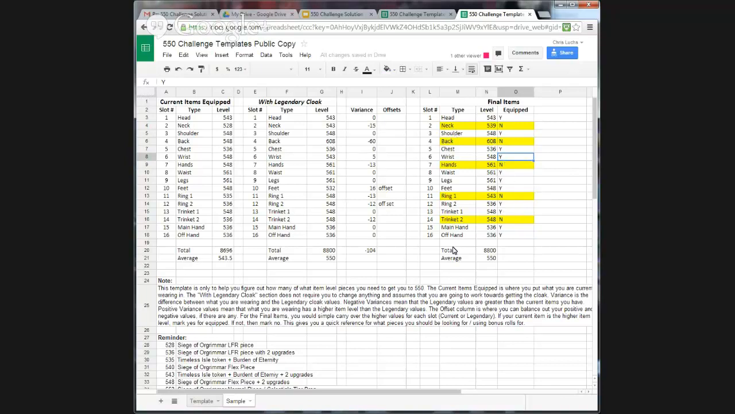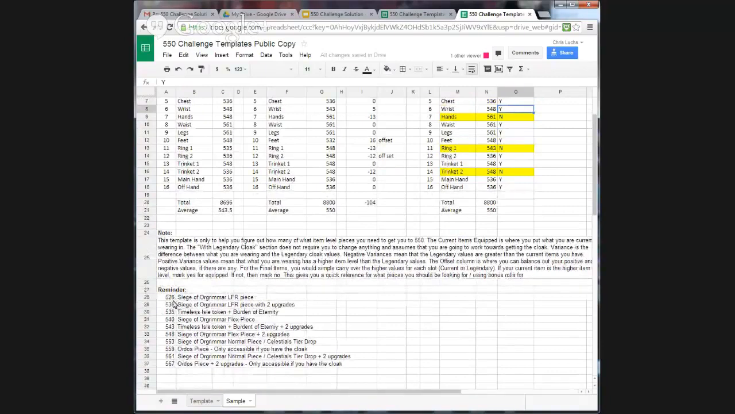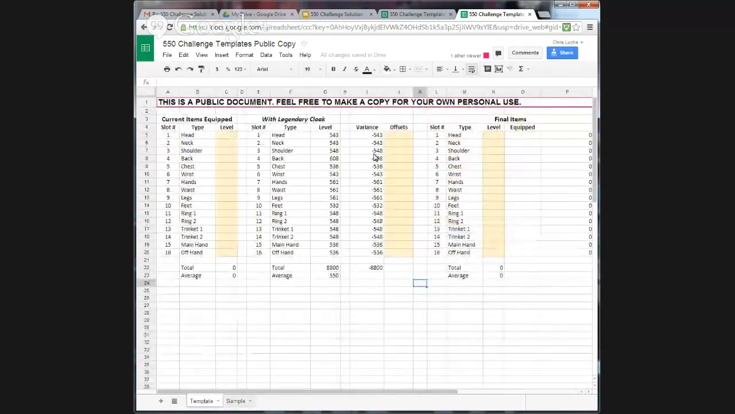So again, I did put notes down here at the bottom of the sample, and I did put a reminder to help you guys remember where all the pieces came from and where the numbers come from and what you're looking at there. So that's really sort of the template out there. And you also have this piece here where you can use this template to enter what you already have, and then you can see where that is. So that's something you can play with.